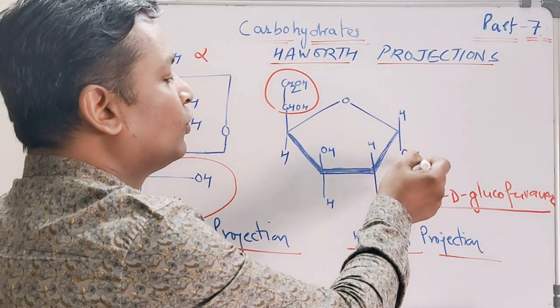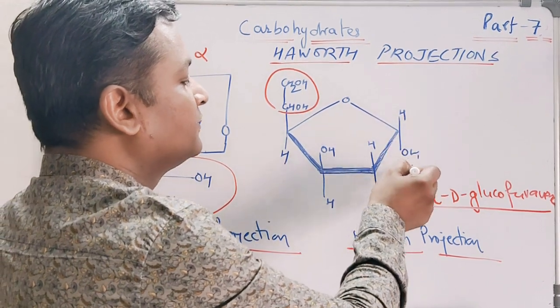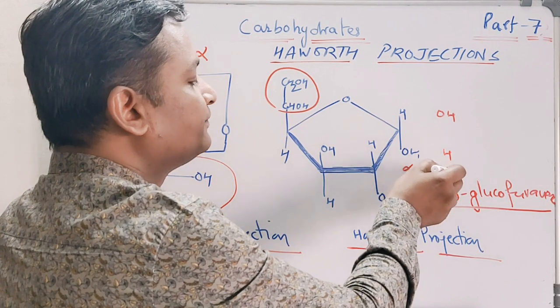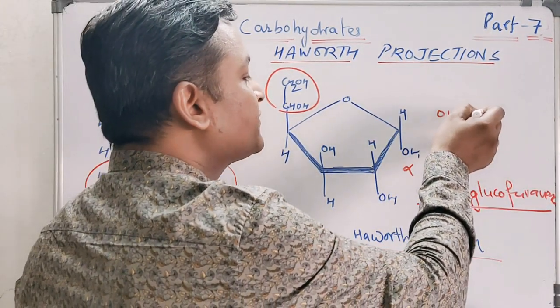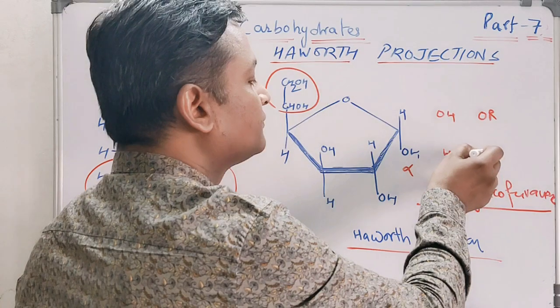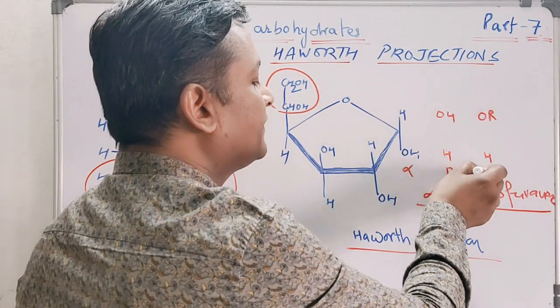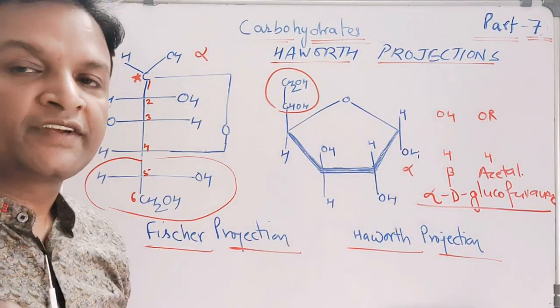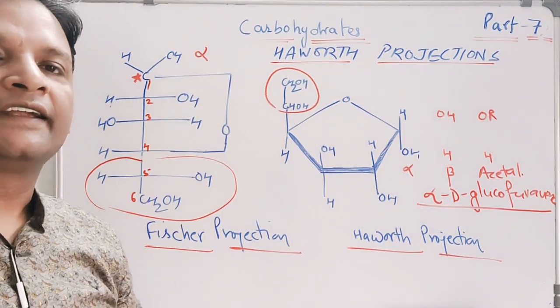When we have OH on the lower side, it is alpha. If we have OH on the upper side, it is beta. If we have OR instead of OH, they indicate acetal. Remember, if we have OR instead of OH, they indicate acetal.